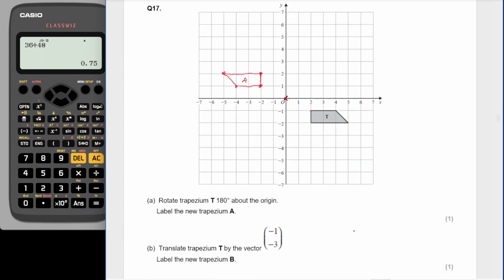And then part B, translate trapezium T by the vector -1, -3. A common mistake that I make is doing the translation on the new shape. This does say trapezium T by the vector -1, -3. That means 1 to the left and 3 down. So if I pick a point to start with, 1 across and 3 down, that point's going to go to there. I can do it for every single point, but I'm just going to go through. Label that trapezium B.